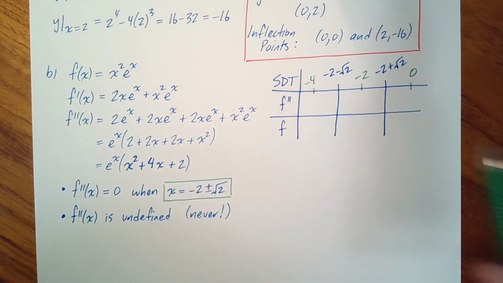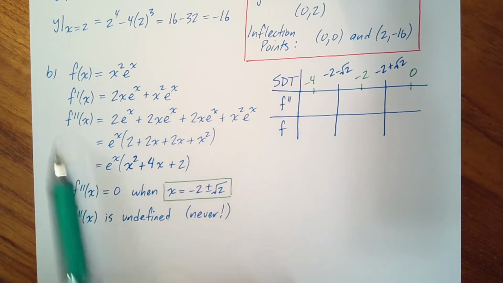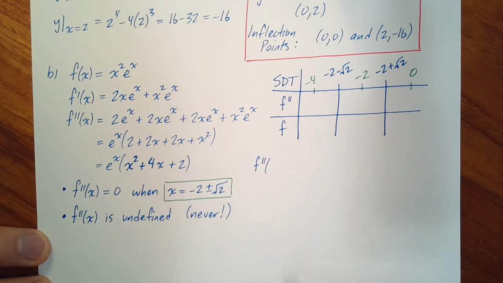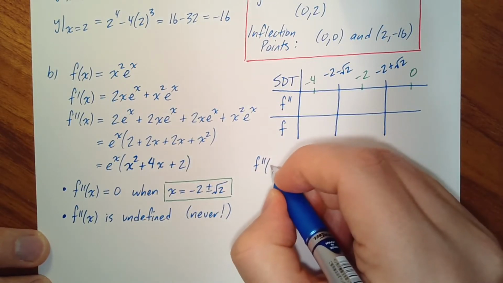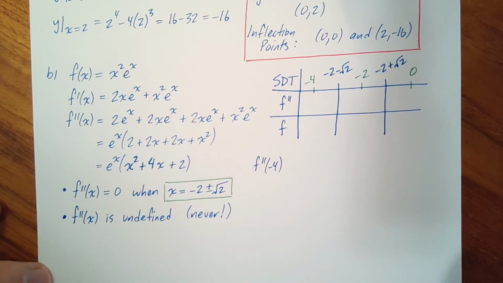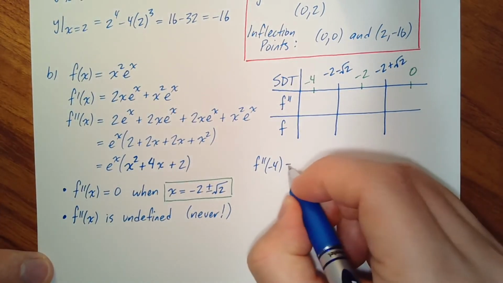So those 3 points need to be plugged into f double prime of x. So let's work them out down here. Let's just roll up our sleeves and get to work. So f double prime of -4. All we care about is whether it's positive or negative. We don't need the exact value.